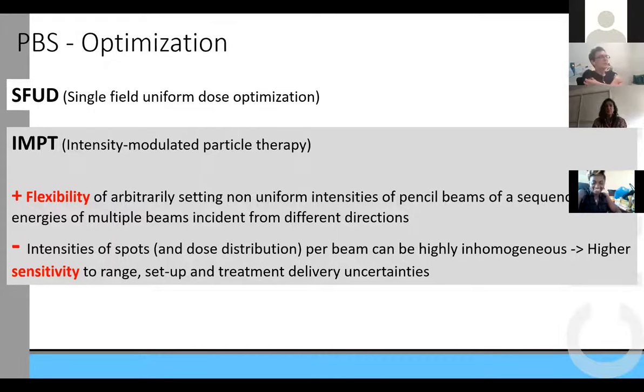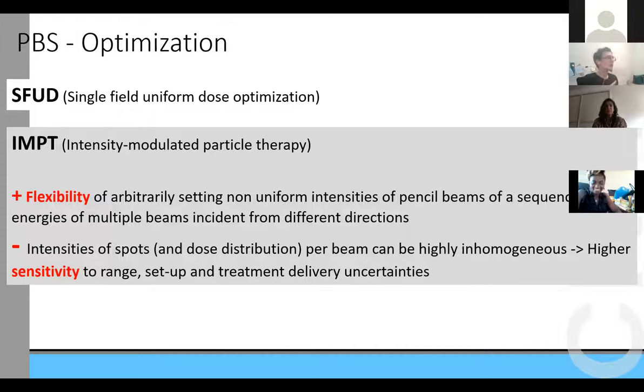With carbon ions, we always do IMPT. Sometimes we do single field uniform dose for very simple proton plans. But with IMPT, of course, you have higher flexibility because you can use all the degrees of freedom that this technique provides, since you can optimize a different number of particles, a different weight for each beamlet of each pencil beam coming from each direction.